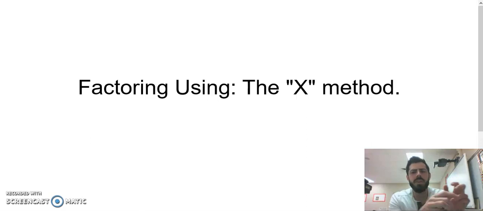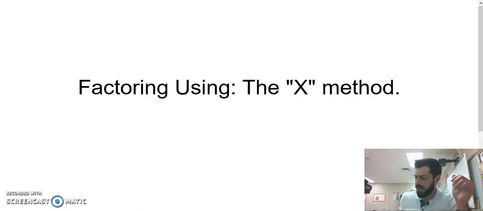Alright, so today's video is factoring using the X method, which is not my favorite, but it's quick and easy. So, kids like it, and, vertical alignment and all that.